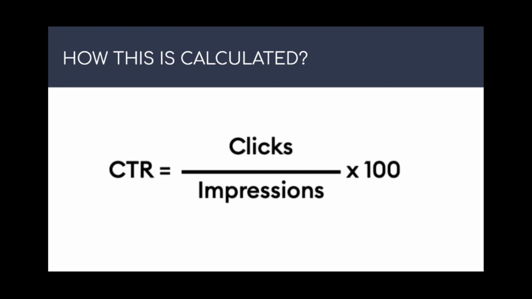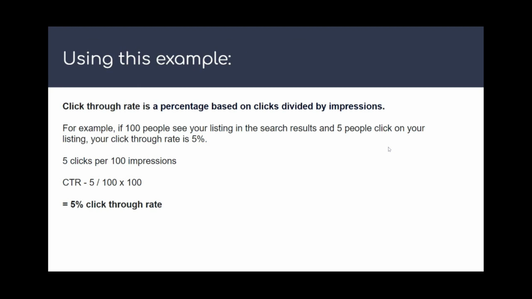Okay, so how is it calculated? Your click-through rate is calculated by your clicks divided by number of impressions times 100. So let's have a look at an example. If 100 people see your listing in the search result and 5 people click on your listing, your click-through rate is 5%. So 5 clicks per 100 impressions. Click-through rate is 5 divided by 100 times 100. So you've got a 5% click-through rate.